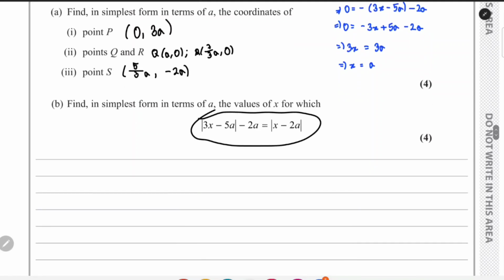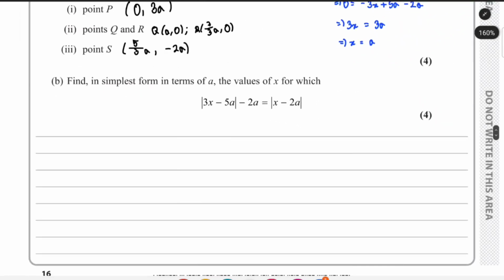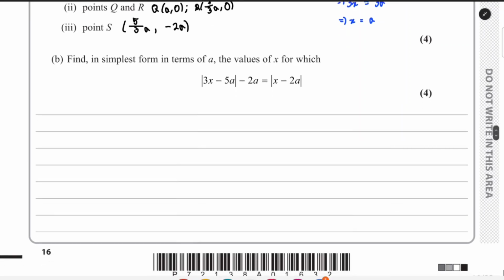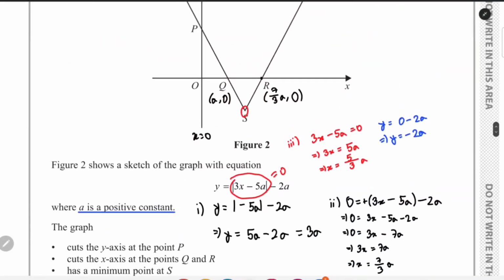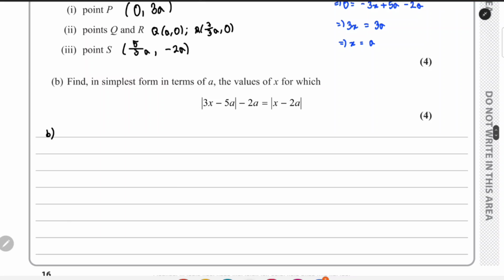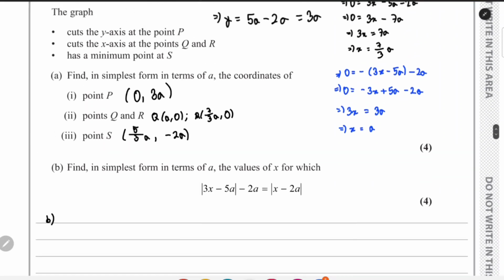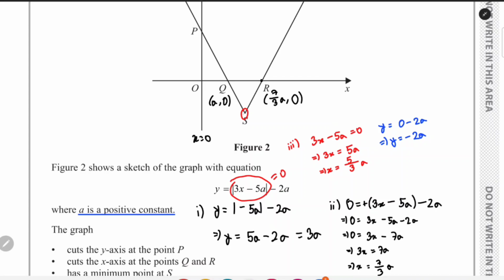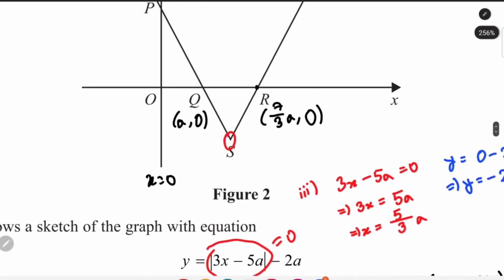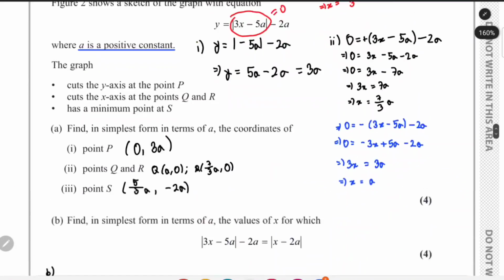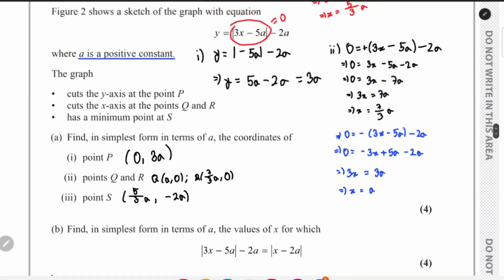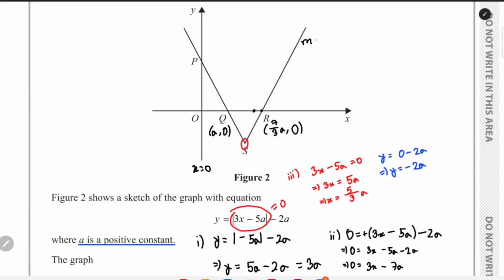Now for part B, we have to solve this equation over here and find the values of x in terms of a, for which this equation holds. Before we go into this, it's better if we sketch a graph of x minus twice a inside a modulus. We have x minus twice a, so the turning point is at 2a comma 0. This point is 5 by 3a, and 2a is to the right of it. So the turning point is over here, and the gradient for this part, x minus twice a, is 1, so it's less steep. The gradient over here is 3, and this gradient over here will be 1.